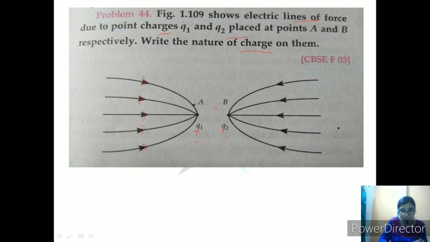That means here, what is the property? Field lines start from positive and end in negative. That means it is ending here, so this should be negative. Here also it is ending, so this charge should be negative. So what is the answer here? The nature of the charges on them is negative.